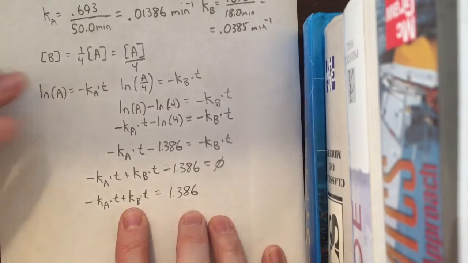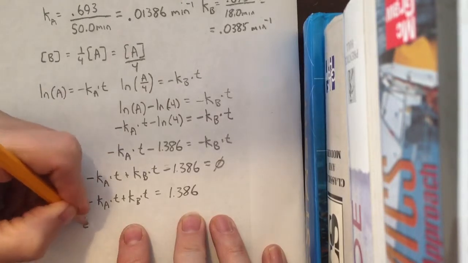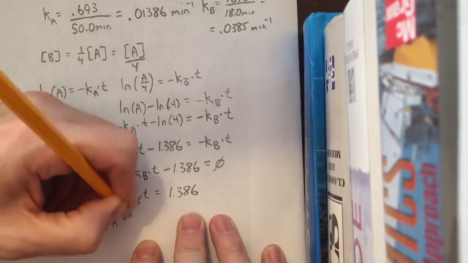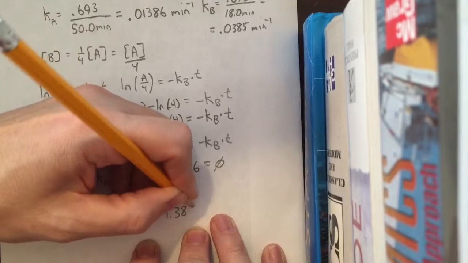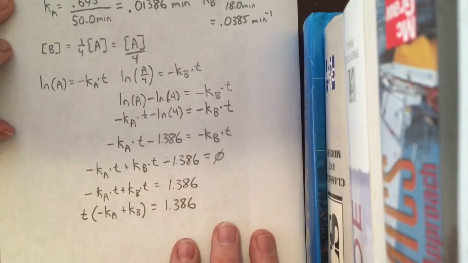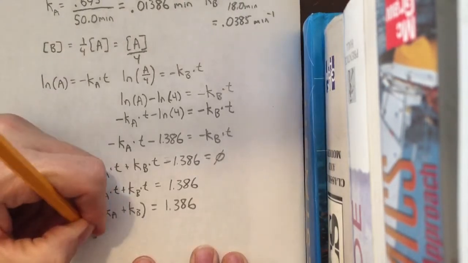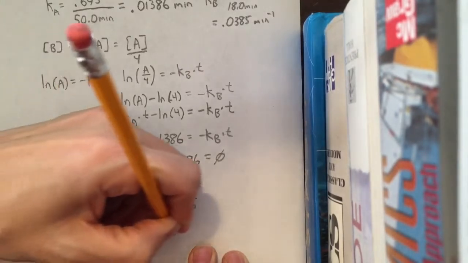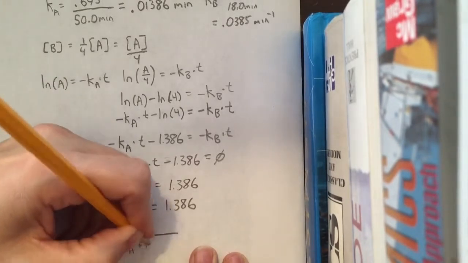Now let's combine the like terms. Let's just factor out t. If we factor out t, we get negative Ka plus Kb. And that would now be equal to 1.386. This is really nice. It's working out better. So now we can just divide both sides by what's in the parentheses, negative Ka plus Kb. So time would be 1.386 divided by negative Ka plus Kb.